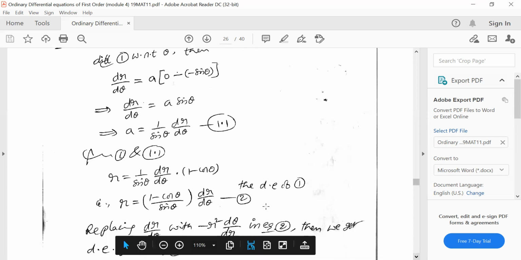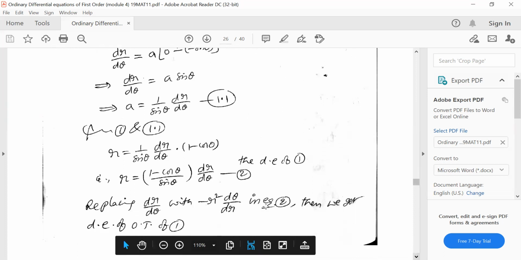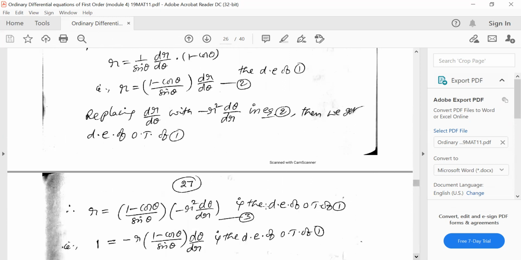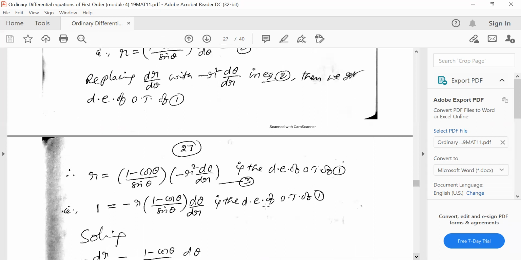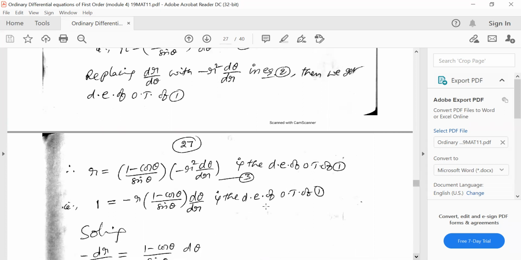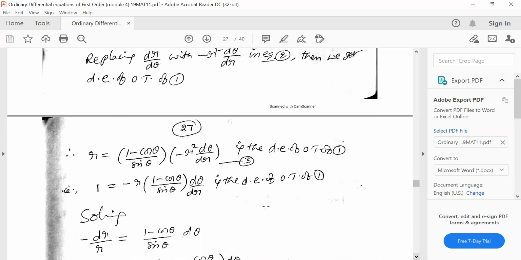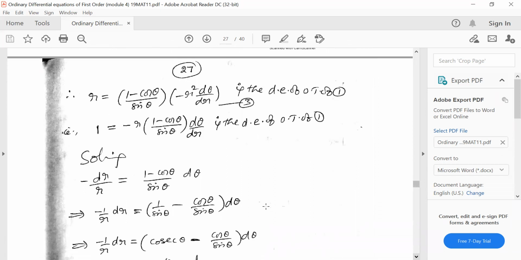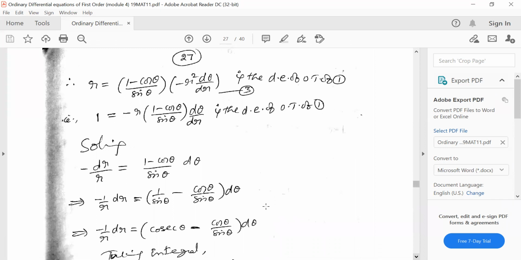Now what we need to do? We have to replace dr by d theta by minus r square d theta by dr to get the differential equation of the orthogonal trajectory. So replace it like this. Then we see that this is the equation obtained by cancelling r throughout. Then just try it for variable separable, if it happens. Yes, now it became variable separable.